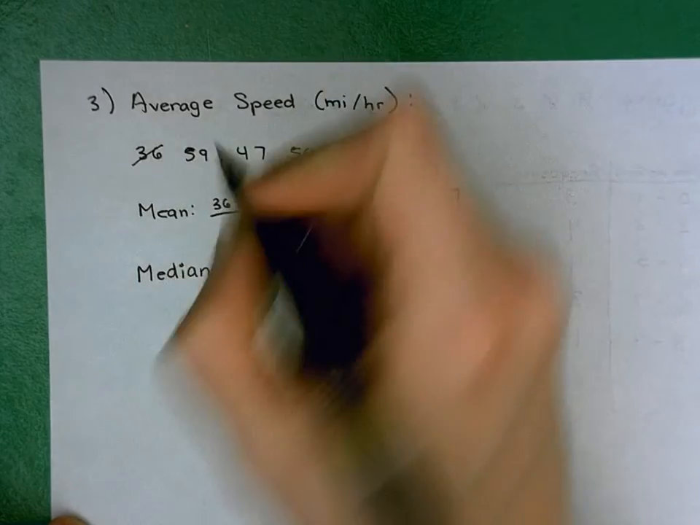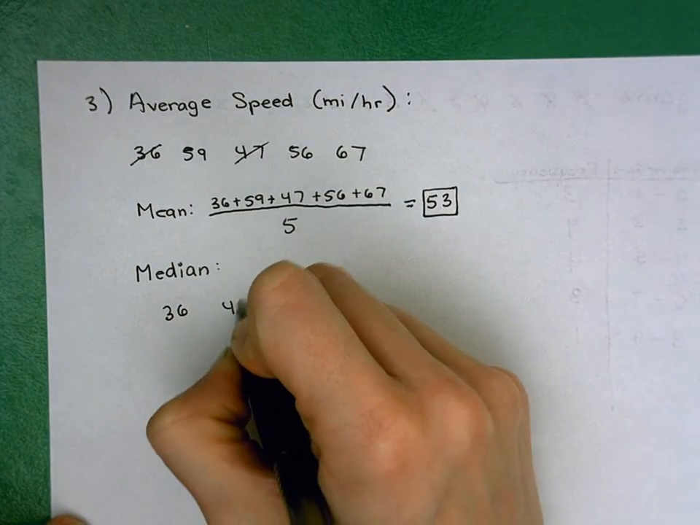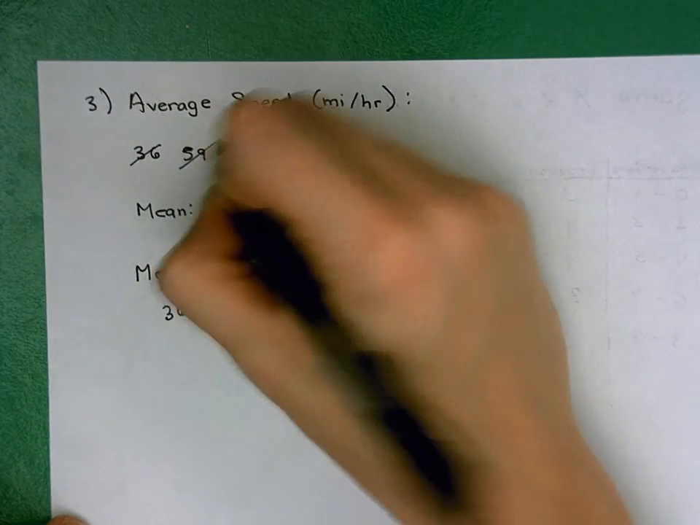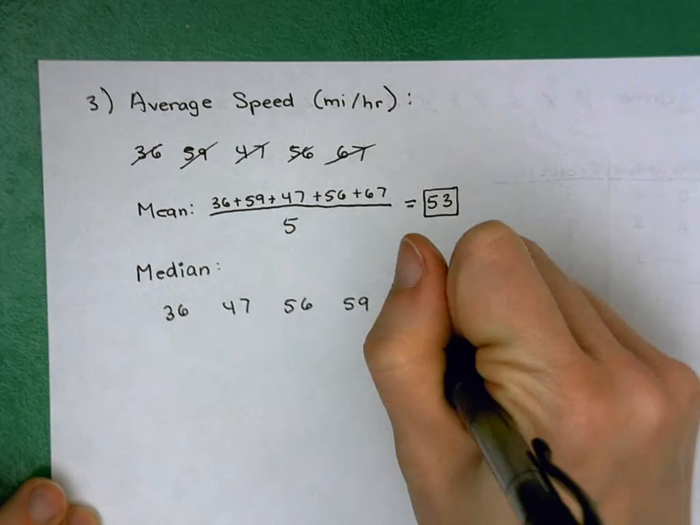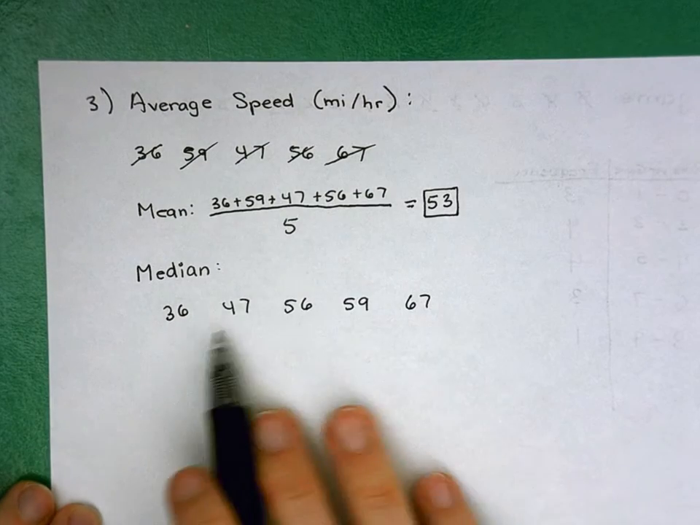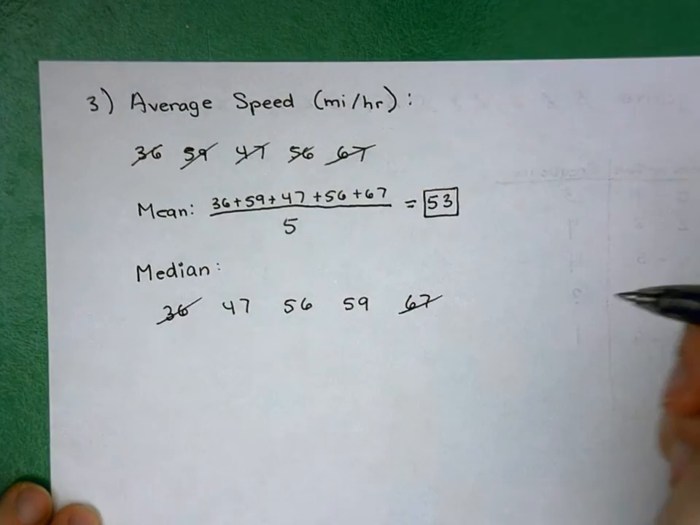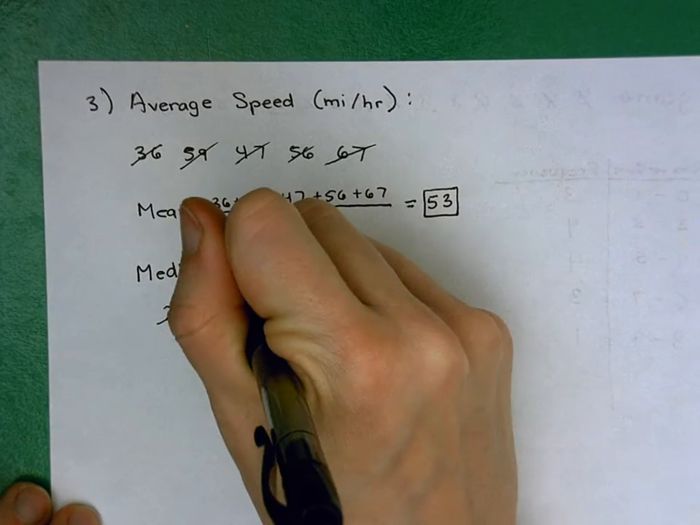So we have 36, we have 47, 56, 59, and 67. Now that they're in numerical order, now I can calculate my middle values. It's not 36 or 67, it's not 47 or 59, 56 is what's in the middle.